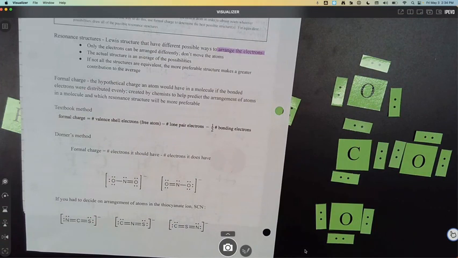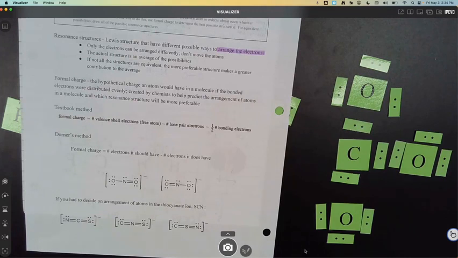It is not a rearrangement of the atoms. So we don't have to try the atoms in all the positions. We just have to try out the electrons in some different positions. The reason we have to draw them all is that the actual structure is an average of the possibilities. And if not all the structures are equivalent, the more preferable structure makes a greater contribution to the charge.